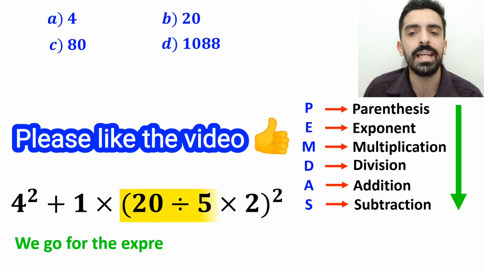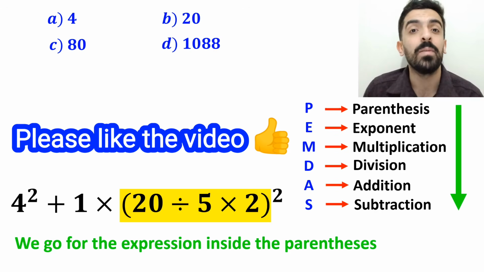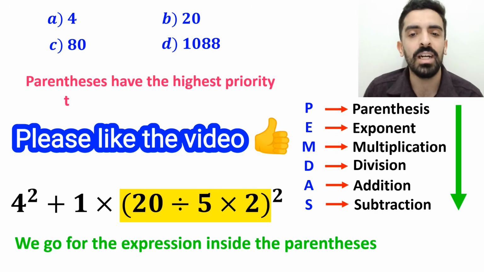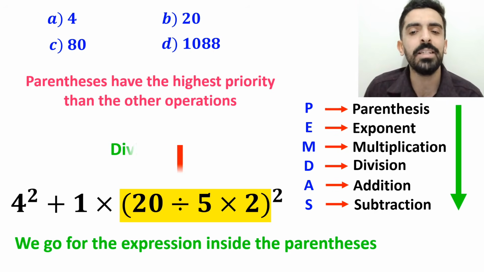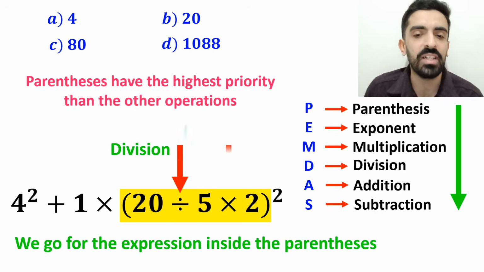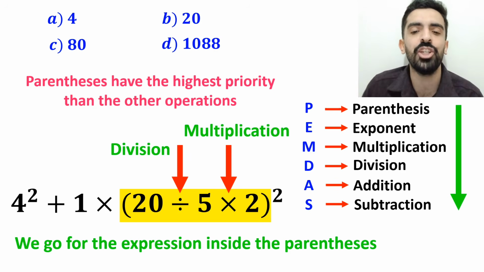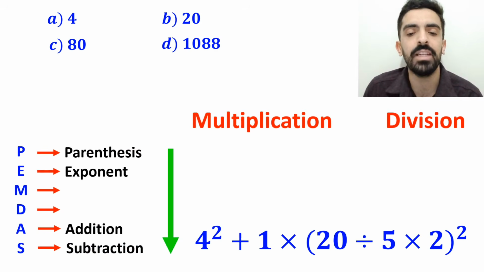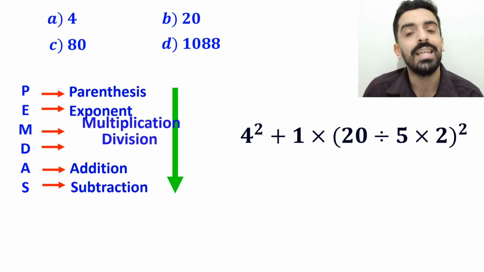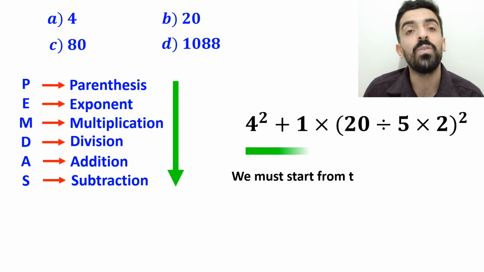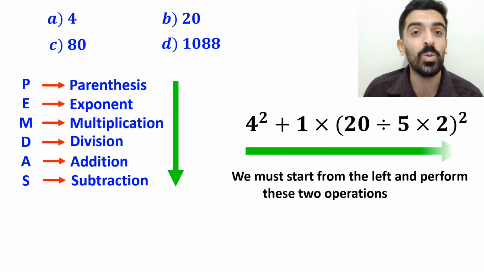So first we go for the expression inside the parentheses because parentheses have the highest priority over the other operations. And inside the parentheses, first we have a division sign, then a multiplication sign. It's very important to note that multiplication and division have exactly the same level of priority. In this situation, we must start from the left and perform these two operations in order.